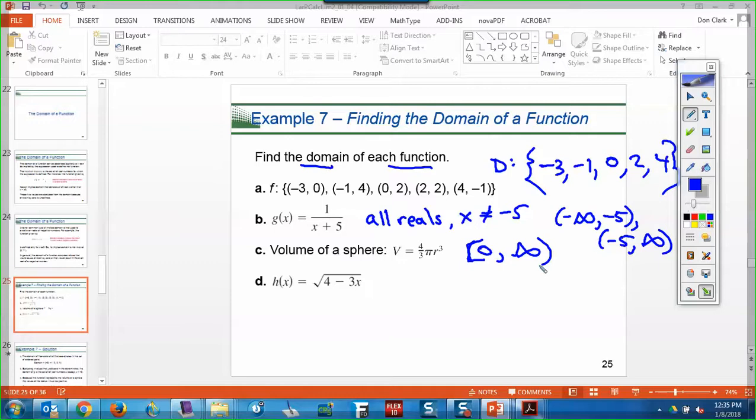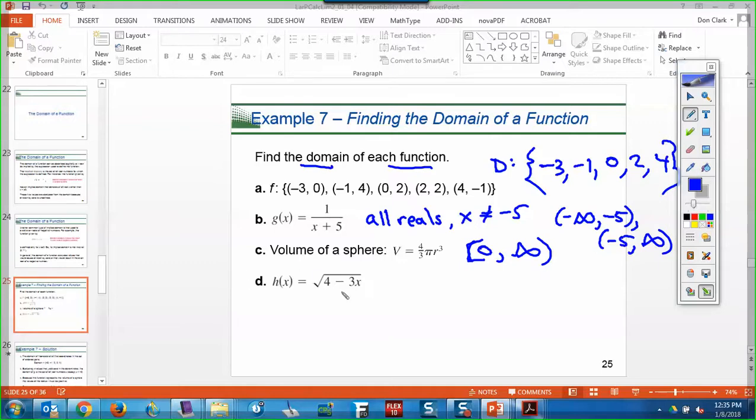Because you can argue, well, if the radius is 0, it's not a sphere. So you can make that argument too. But either way, include or don't include the 0. Of course, you'd never include the infinity. Or you could say r greater than or equal to 0, or r greater than 0. Okay? Because negatives wouldn't make sense there.